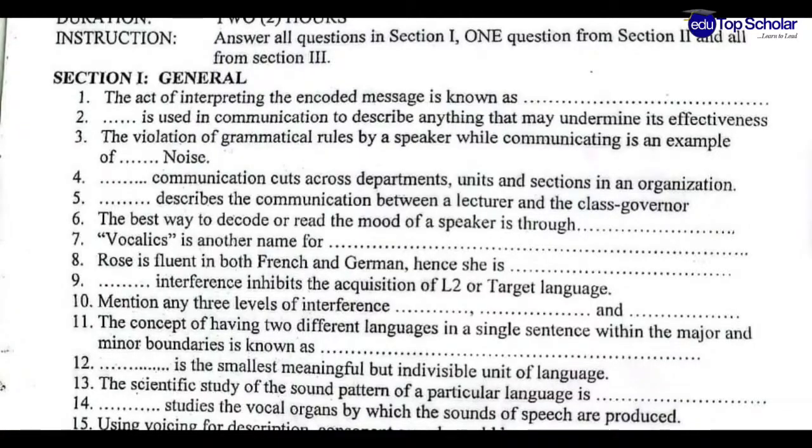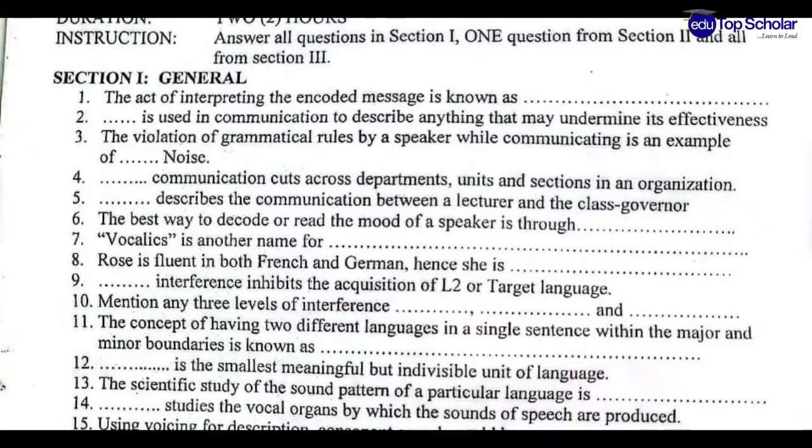So you should know the difference between syllable and morpheme. Syllable is the smallest pronounceable unit of a word. Okay, now let's go to number 13. The scientific study of the sound pattern of a particular language is dash. That is phonology. When you study the sound pattern of a language, how sounds are used together to form words in a language, that is phonology. Scientific study of sound pattern, that's phonology.